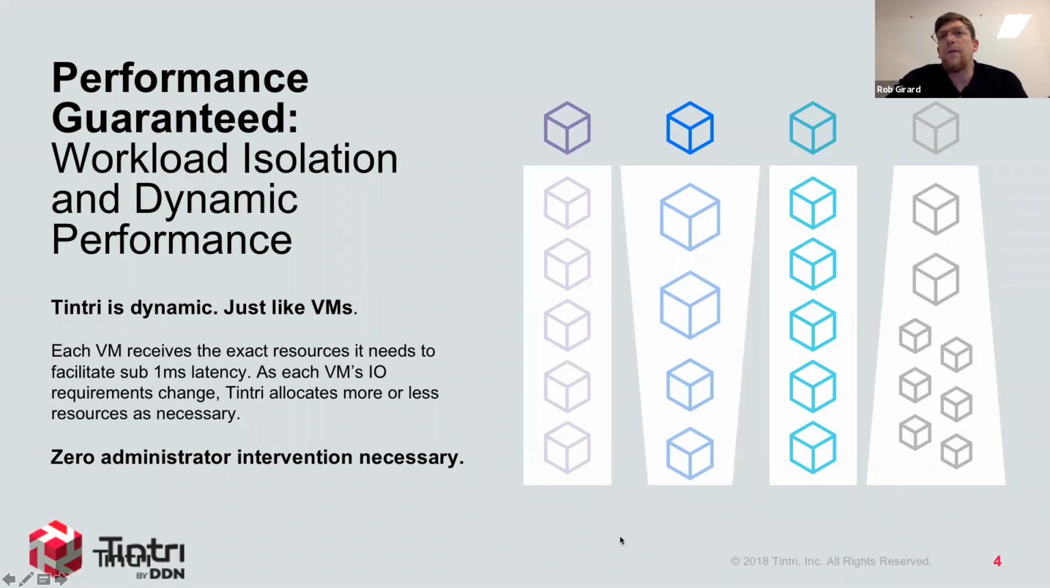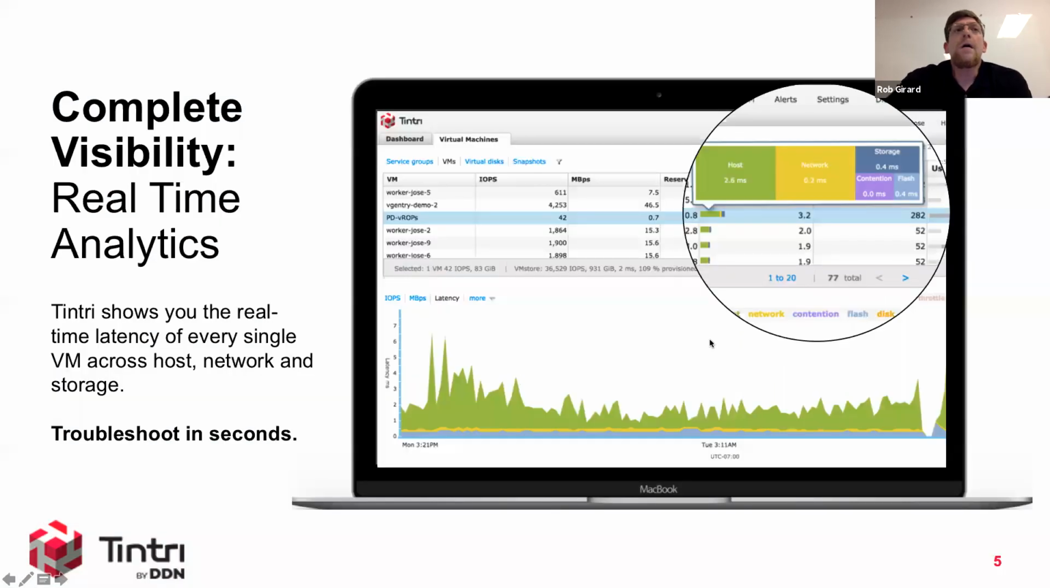So these are just the lanes that I was talking about. And what this does is isolate workloads and give very predictable performance. And what do we do for visibility? Well, we break down the latency the way that the guest itself would see it. And that is a combination of host, network, and storage. So it's that end-to-end storage path.